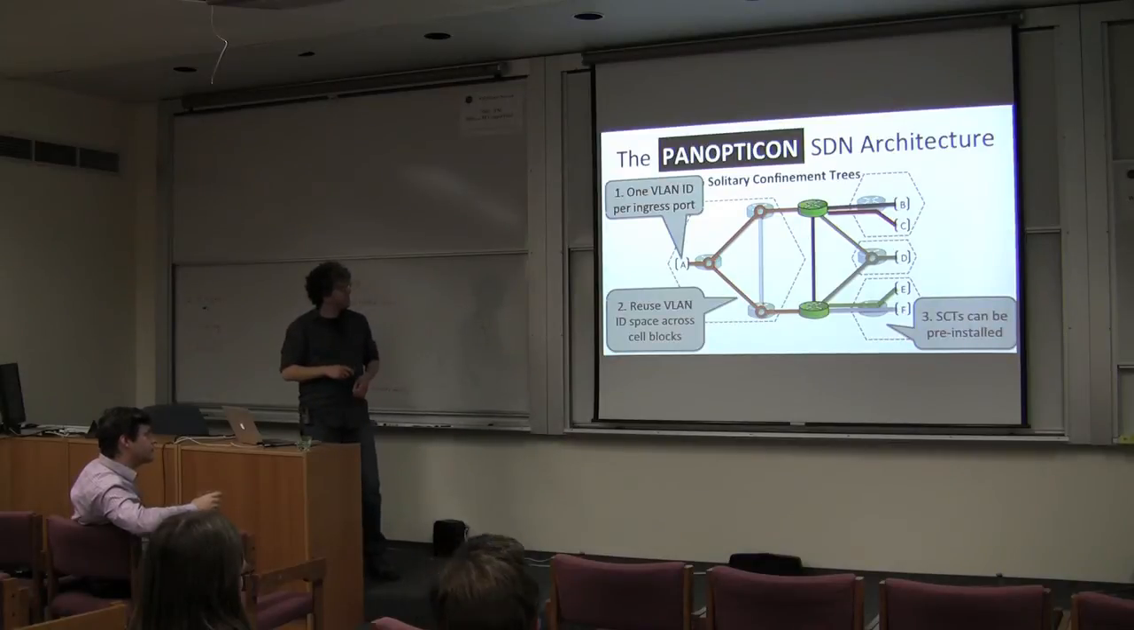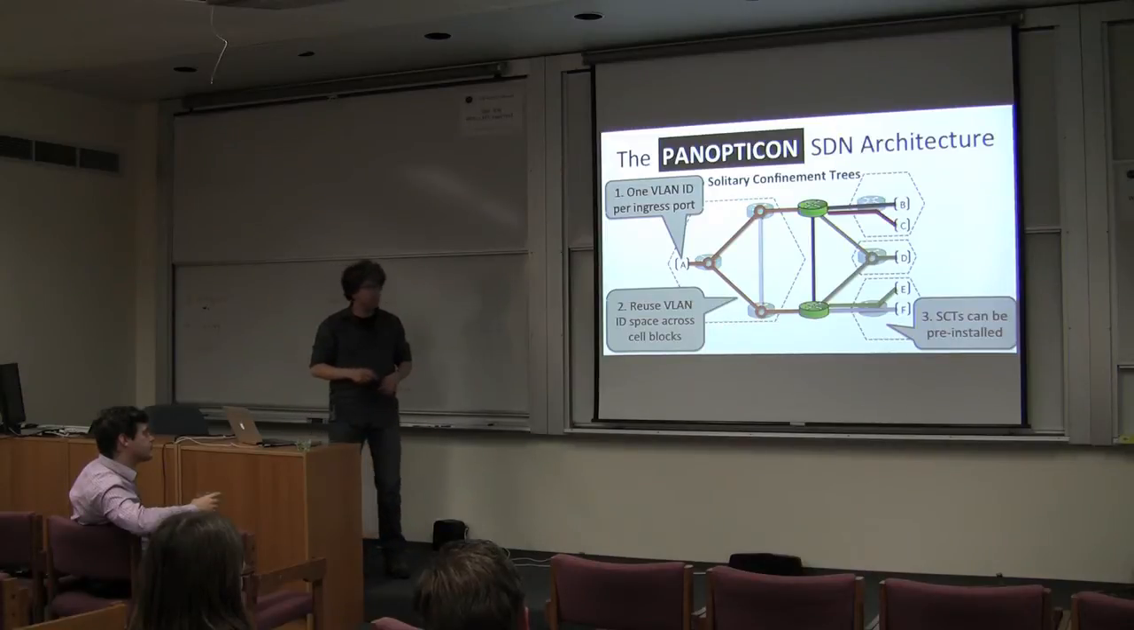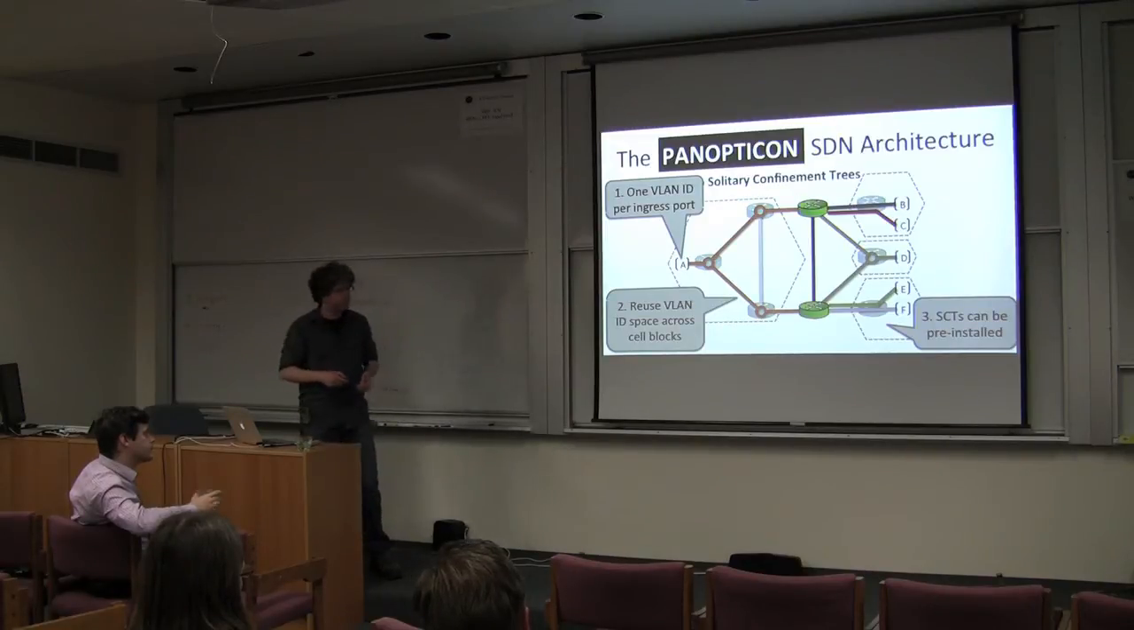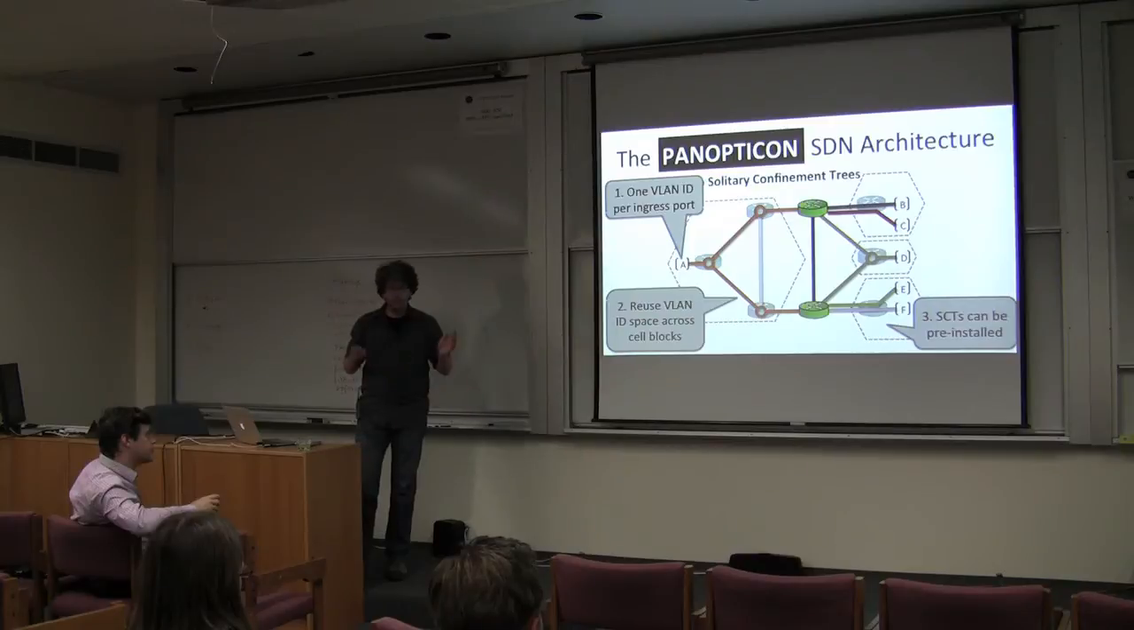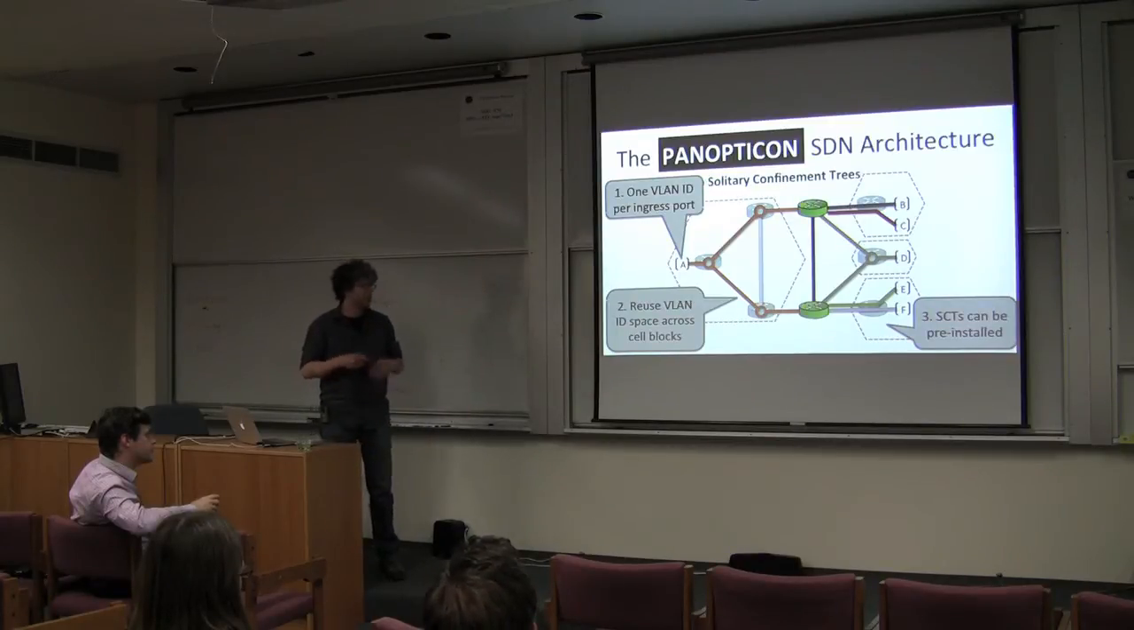We take each endpoint and we assign one unique VLAN ID per ingress point per cell block. We can reuse VLAN IDs across the different cell blocks to improve the scalability of the system. And these solitary confinement trees, if they're implemented with VLANs, can actually be pre-installed at the time of network design, or network deployment, I should say. All right.